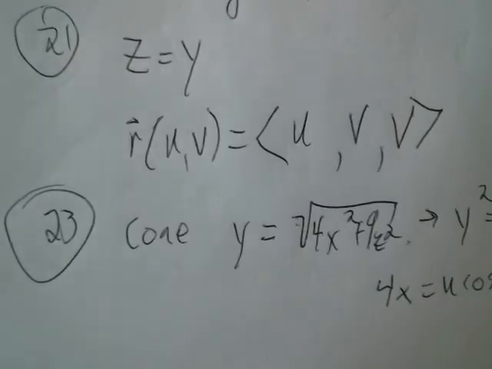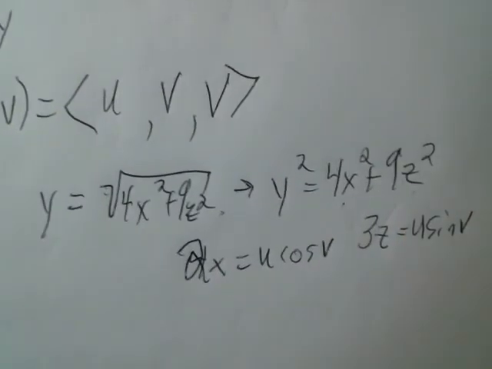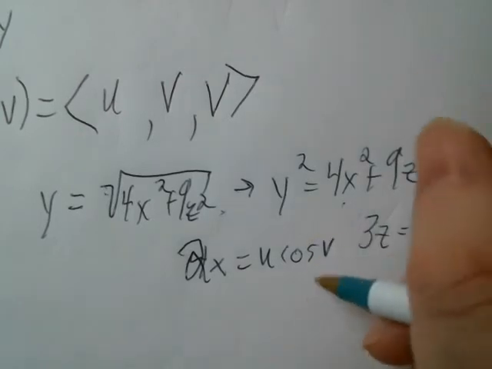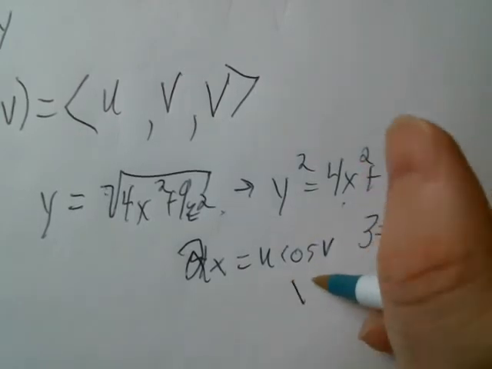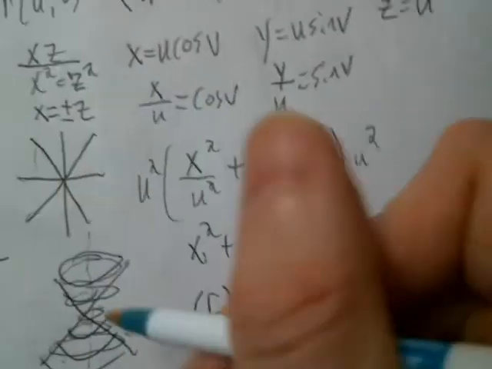Sorry, this should be 2x, right? And then this will be 3z equals u sine v. Sorry, on that page. And then you just let the other variable equal u, so let y equal u. The only difference between that and this is that this is just the top half.